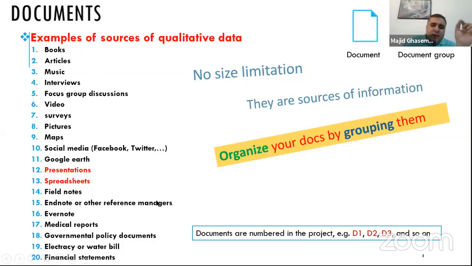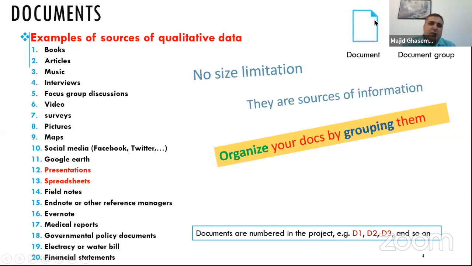One of the most important things when it comes to documents is that you will be able to organize your documents by grouping them. This is one of the very important and essential steps because it refers to data organization. As long as you don't have your data well organized, you will not be able to proceed effectively and efficiently. By the way, in ATLAS.ti, documents are displayed with this icon, and document groups, when you group them together, are displayed using this icon.